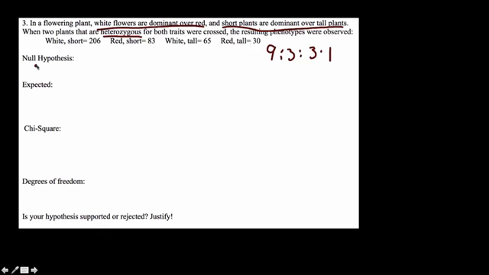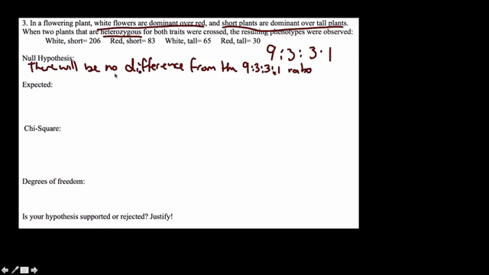So our hypothesis will be there will be no difference from the 9:3:3:1 ratio based on complete dominance. Now there could be other types of dominance here. There could be epistasis going on. There could be linked genes. So we need to find that out. So in order to do that, we do a chi-square test.